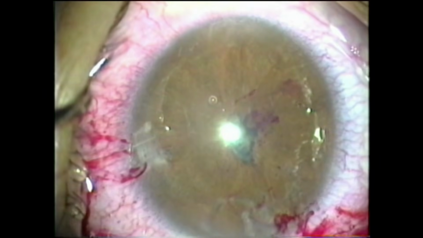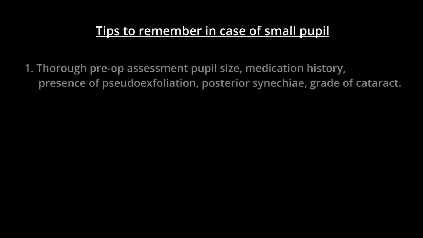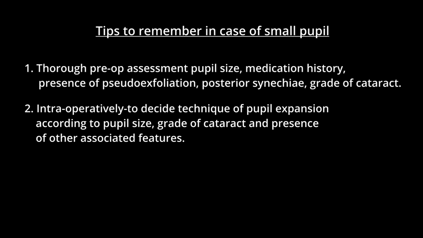Tips to remember in the case of a small pupil. Tip number 1: thorough preoperative assessment of the pupil size, medication history, presence of pseudoexfoliation, posterior synechia, and the grade of the cataract. Tip number 2: intraoperatively to decide the technique of pupil expansion according to the pupil size, the grade of the cataract, and the presence of other associated features.